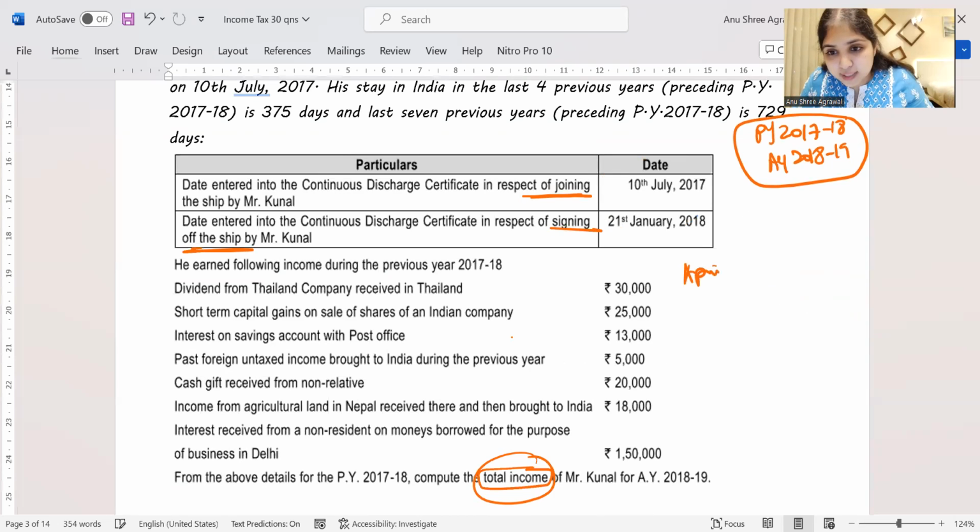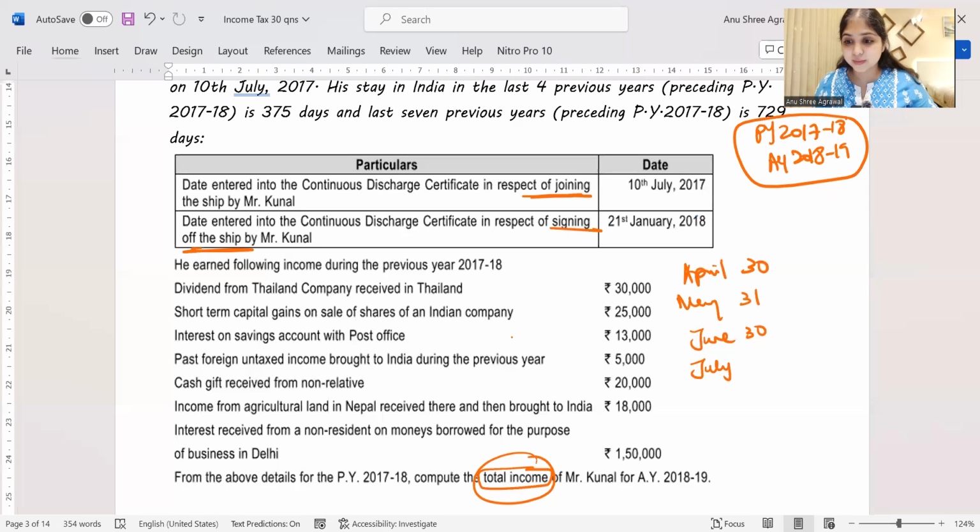Tell me. April, how many days? 30 days. May, how many days? 31 days. June, how many days? 30 days. Carefully tell me. July, how many days? 9, 10, 11. July. See, generally, the date on which you come to India and the date on which you leave India, both are considered as if you are in India. Right, guys? But in CDC cases, whatever date is written in CDC, you are outside India. So in July, you are in India for how many days? In India, you are only for 9 days.